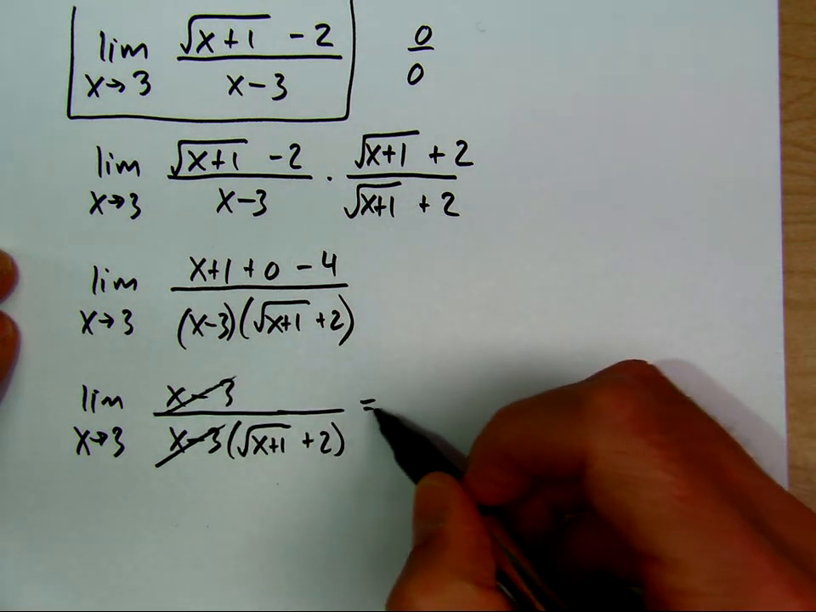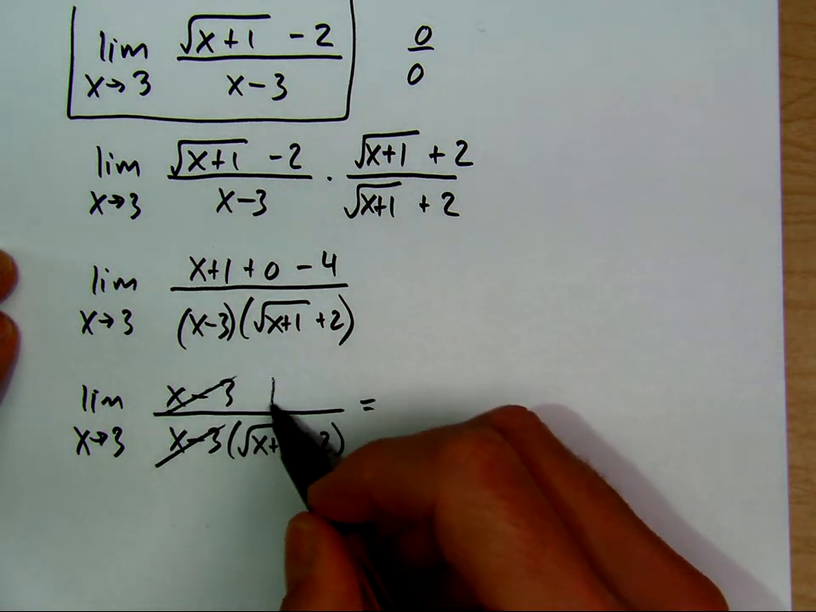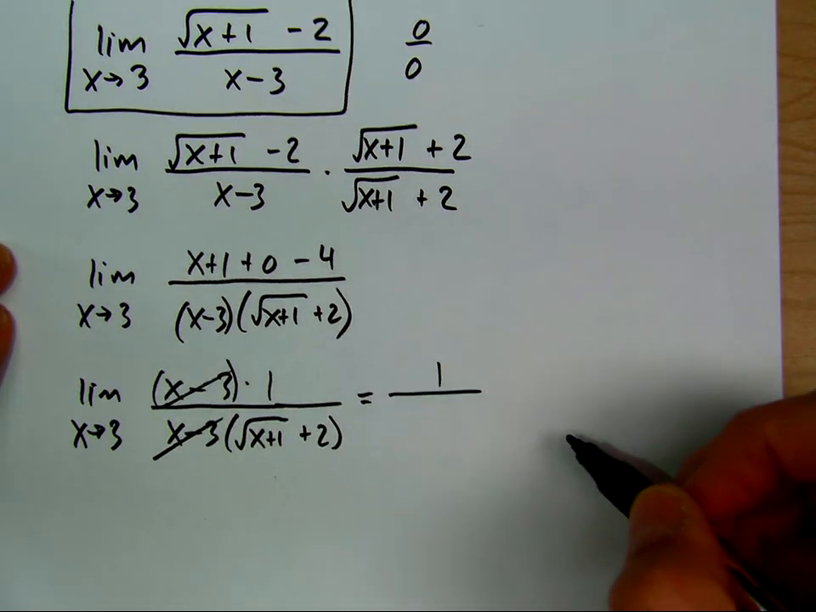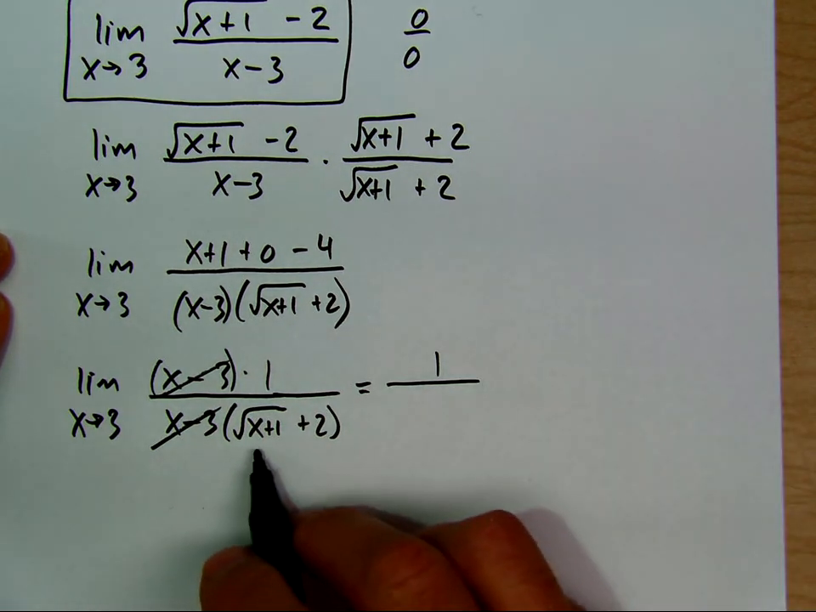And then we can substitute. There's a 1 left in the numerator. And that'll be 4. Radical 4 is 2. 2 plus 2 is 4.